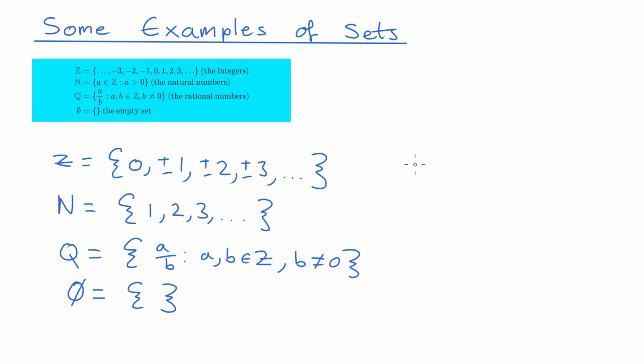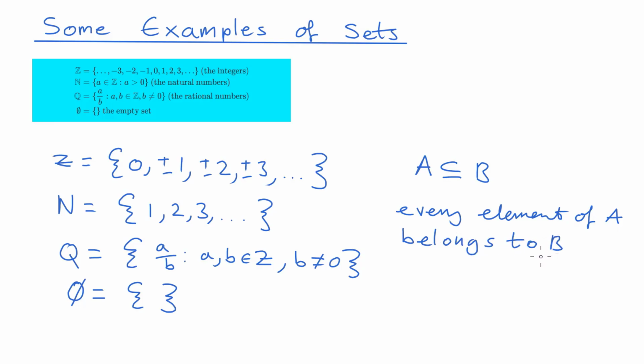Now if A is a subset of B, this means every element of A is also an element of B. Since the empty set has no elements, this statement applies to the empty set. This means that the empty set is a subset of any set and every set.